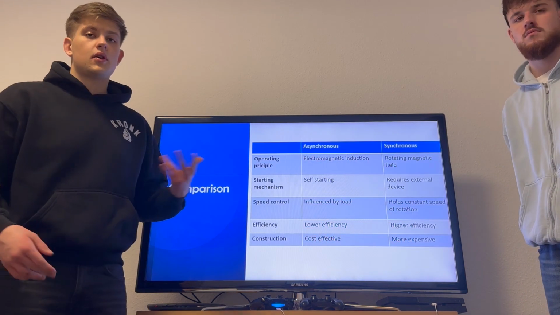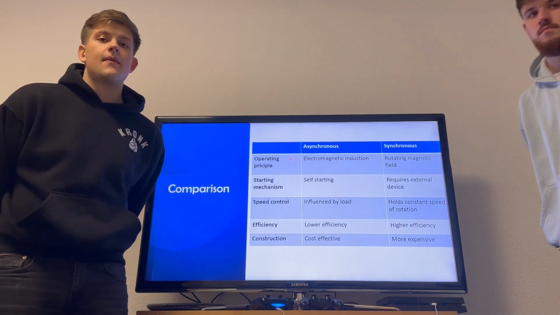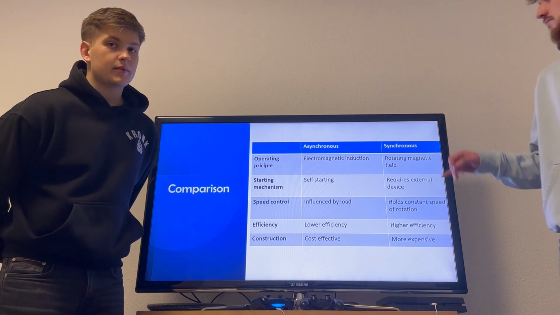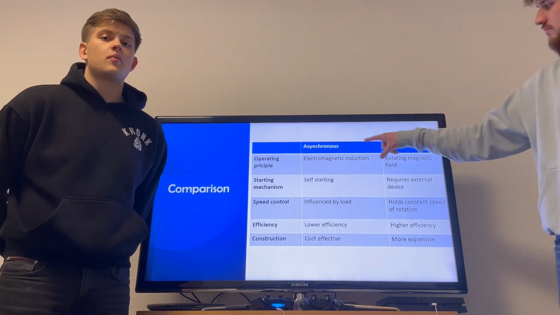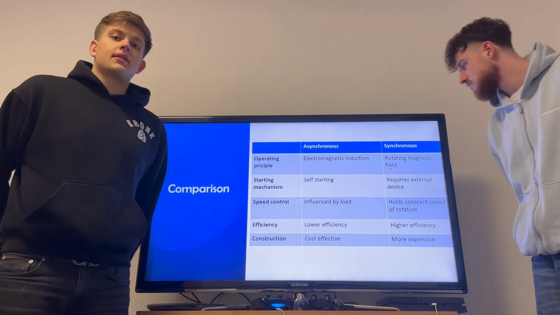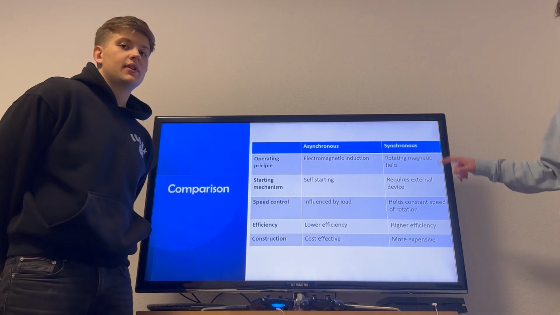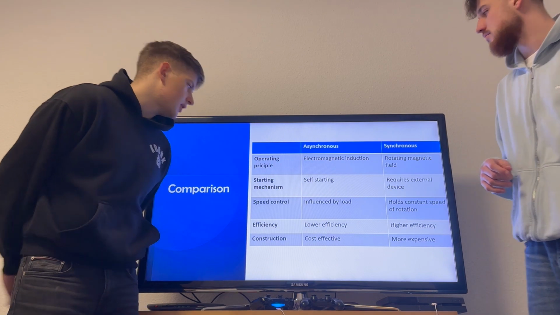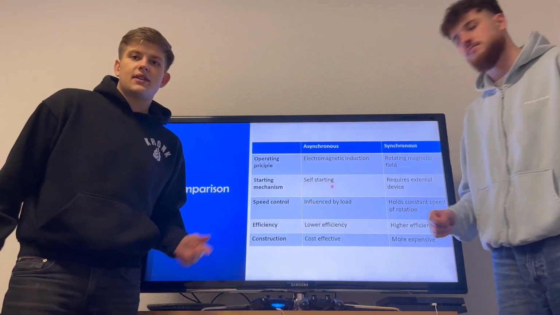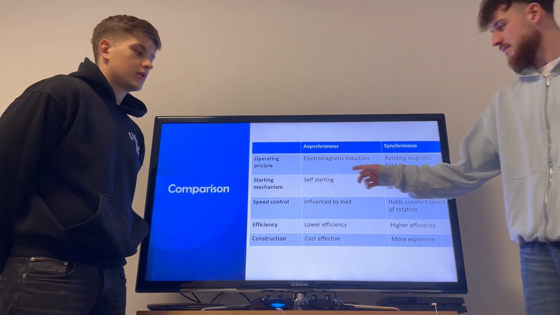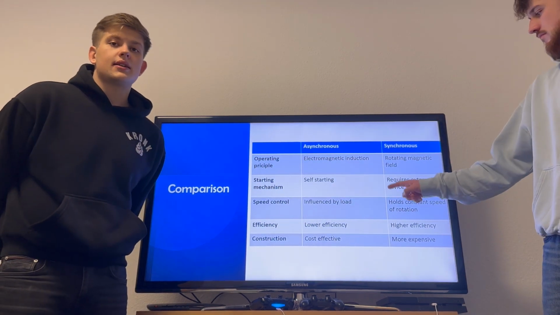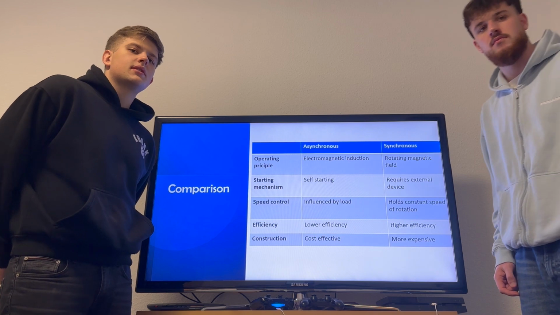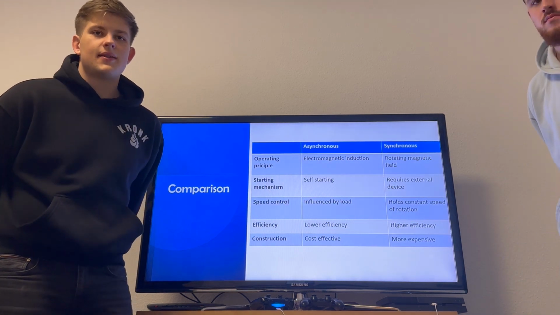So coming now to a comparison of the both e-motors. The first one is the operating principle. The asynchronous motor is working on the electromagnet and induction, and the synchronous is working on the magnetic field. Now coming to our starting mechanism. The self-starting is in case of the asynchronous one, and the synchronous is requiring an external device.